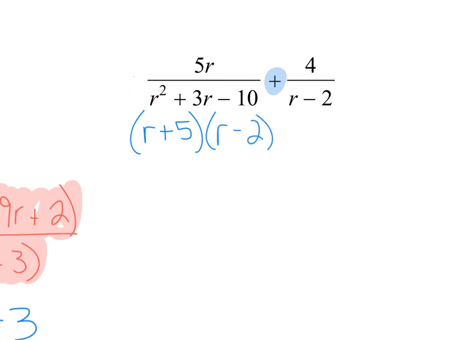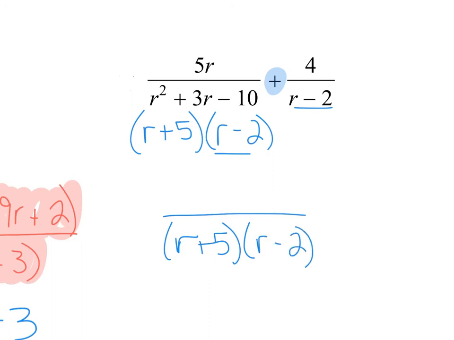And again, I notice a common factor in both denominators. I'm going to go ahead and make my common denominator r plus 5 times r minus 2. So again, I don't have to do anything on the left. I can bring this 5r down directly.